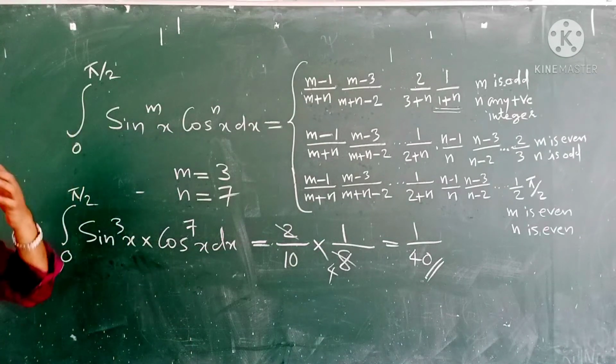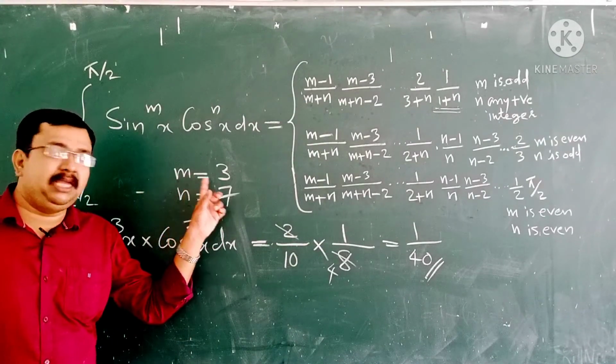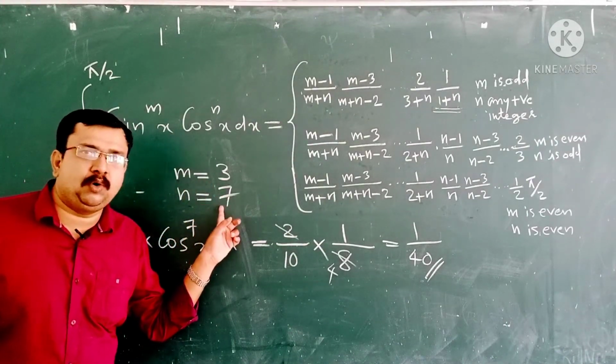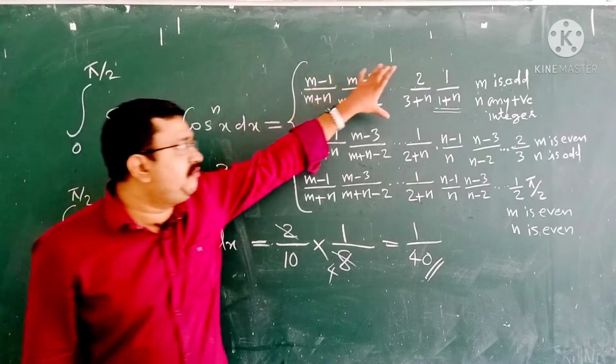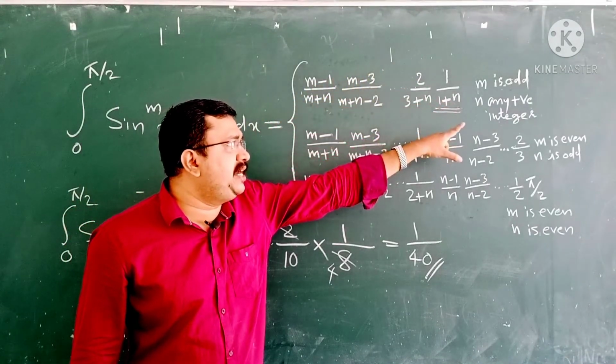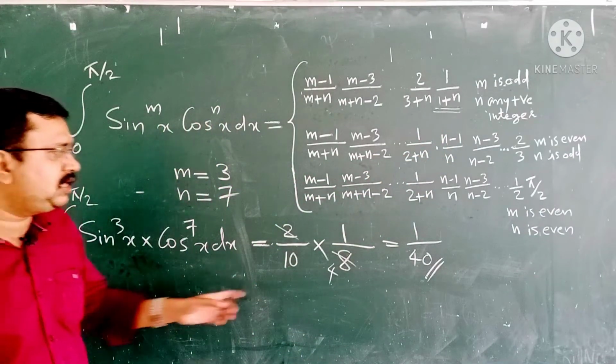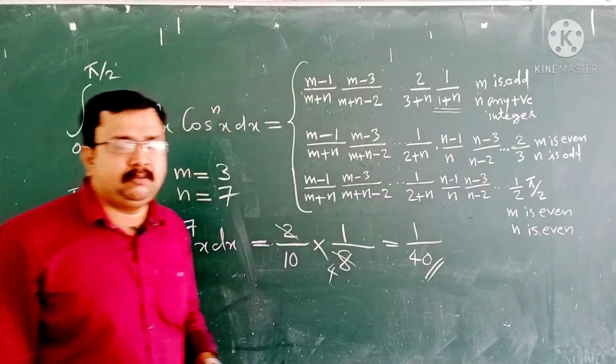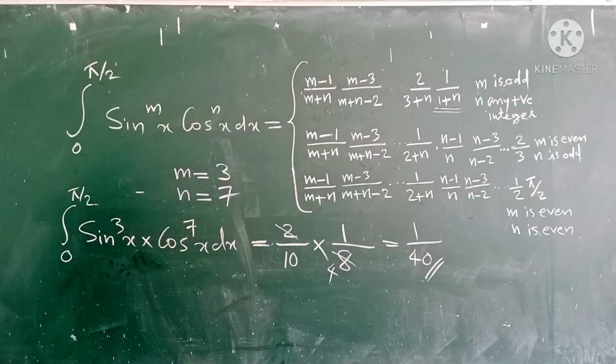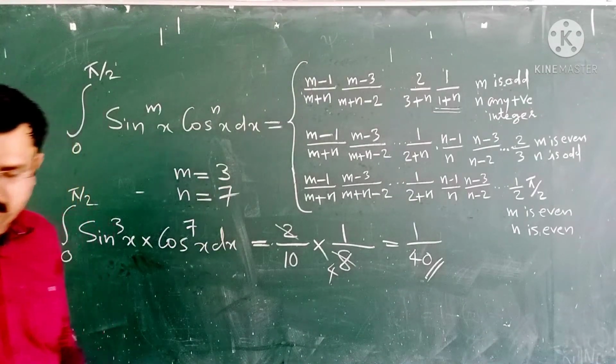Okay, please write down. Remember that here m is odd, n is also odd. Therefore, we may take the first case. M is odd, n is any positive integer. Therefore, final answer is 1 by 40. Please write down on your notebook.